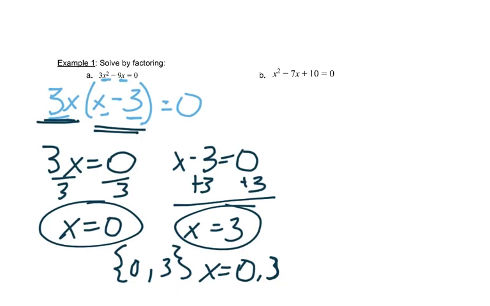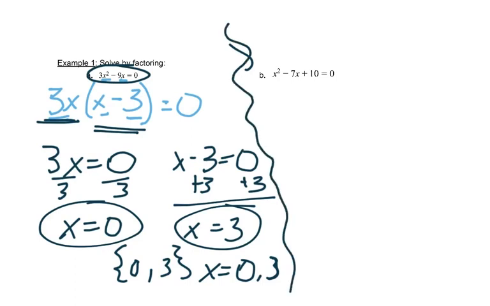If you replace x with 0 in the original problem, you'll find that it works. And if you replace x with 3 in the original problem, you'll find that it works. Quadratic equations are equations that have an x squared in the problem, and that exponent of 2 tells you that there are two answers. So there's our two answers, x equals 0, x equals 3.